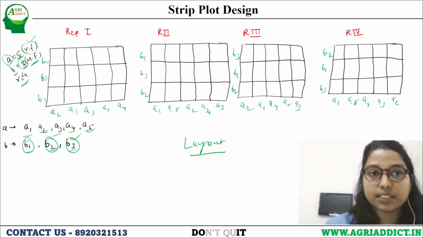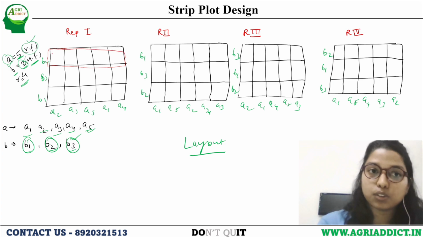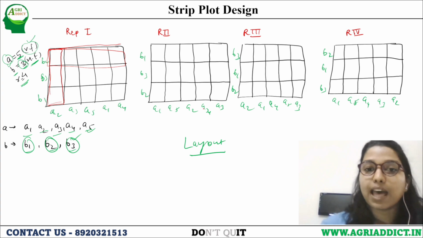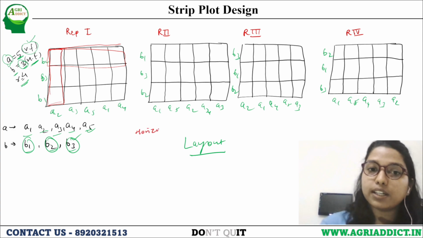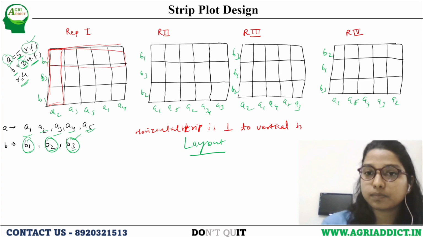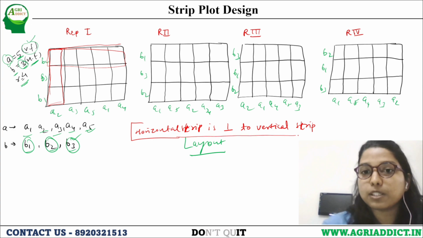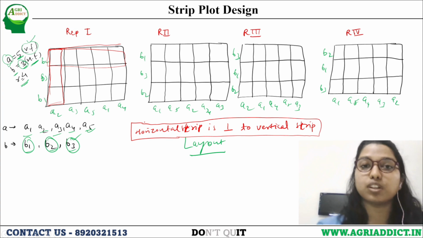see, you can see this is the horizontal factor strip. You are getting this strip. And if we go to this vertical strip, it is this. And both these strips are perpendicular to each other. This you have to remember: the horizontal strip is perpendicular to the vertical strip. Okay, this you have to remember. Horizontal strip is perpendicular to vertical strip. I hope you got the point. Let's move to the next slide.